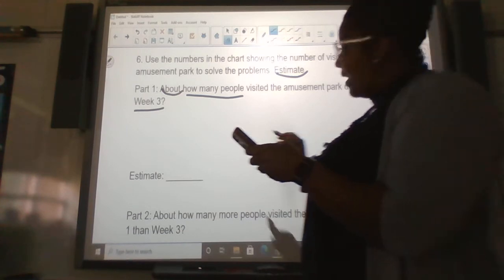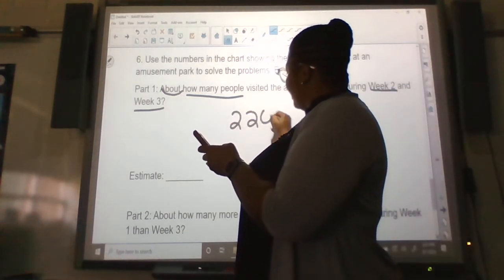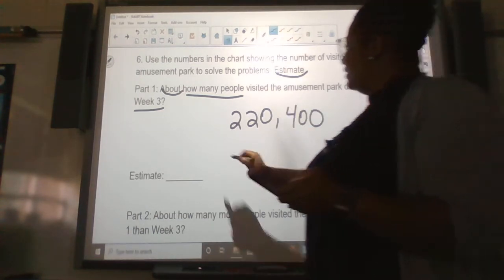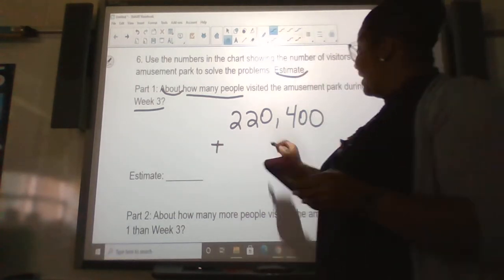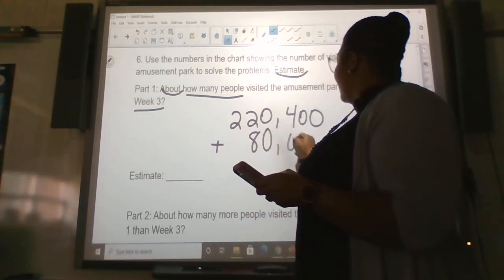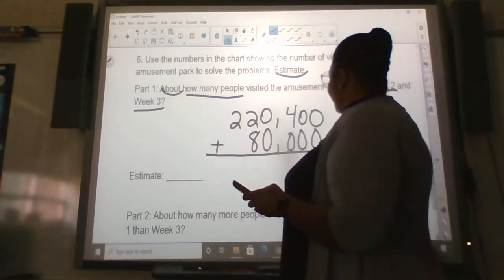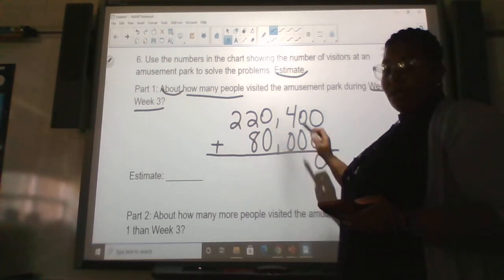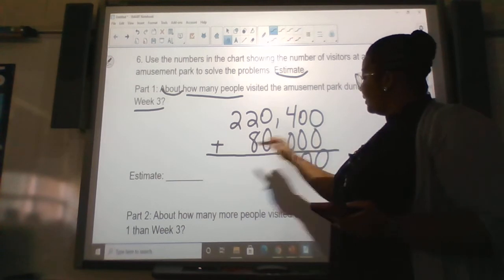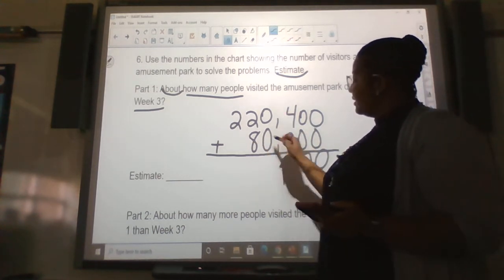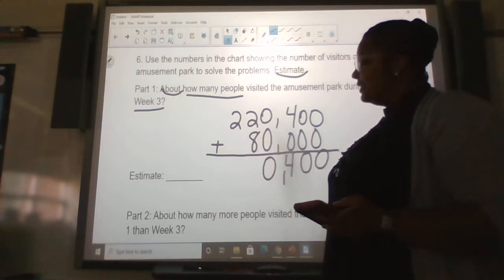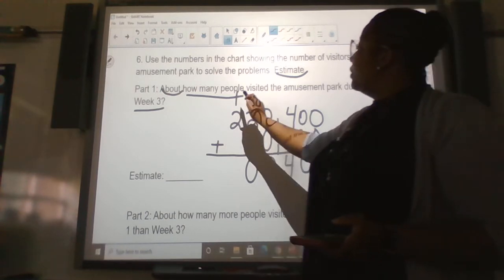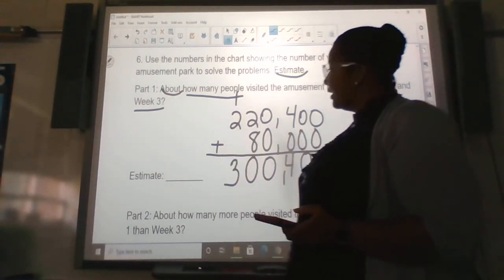So in week 2, I had 220,400. And in week 3, I had an estimate of about 80,000 people. And when I add this, I know that 0 plus 0 is 0. 0 plus 0 is 0. 4 plus 0 is 4. 0 plus 0 is 0. 2 plus 8 is 10. Write my 0 and carry my 1. 1 plus 2 equals 3.